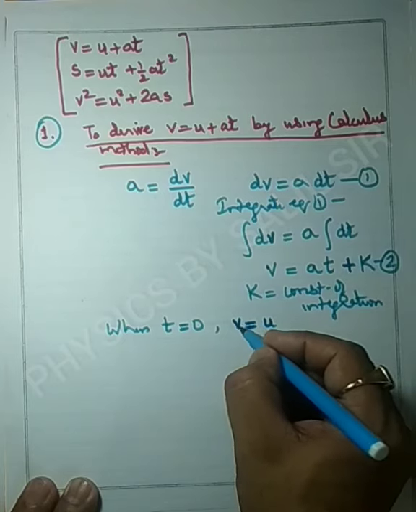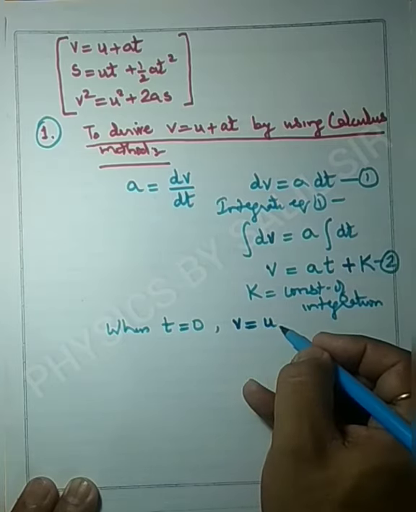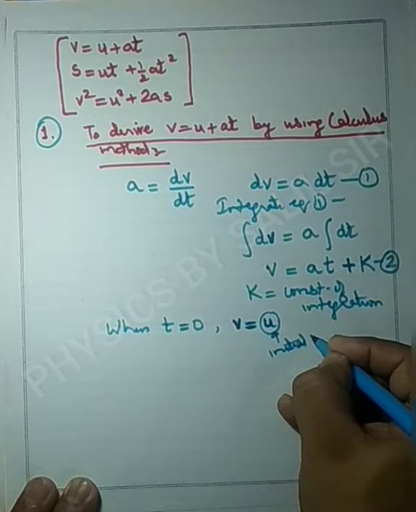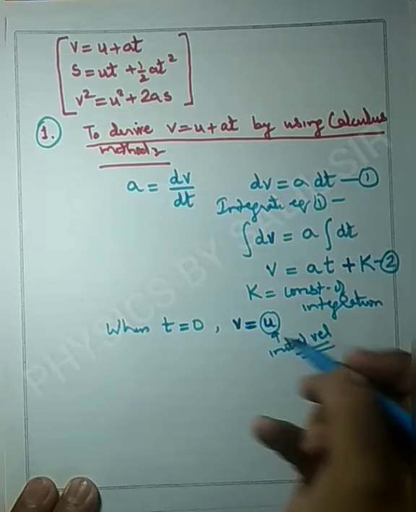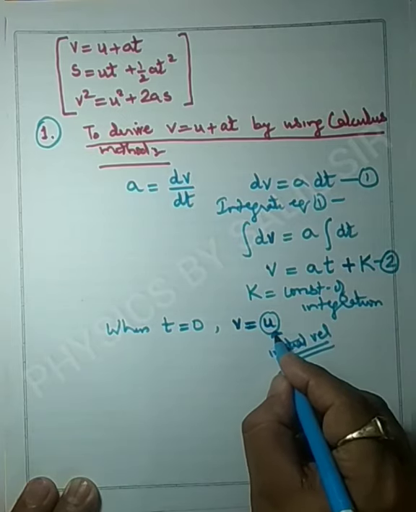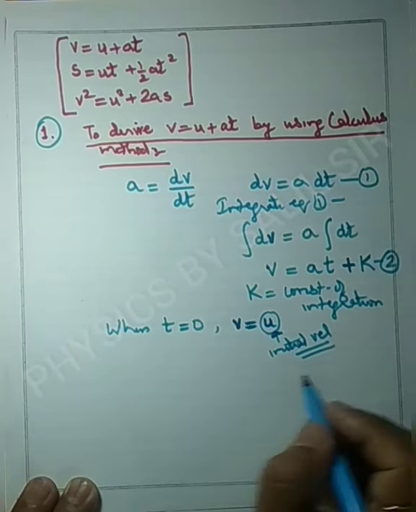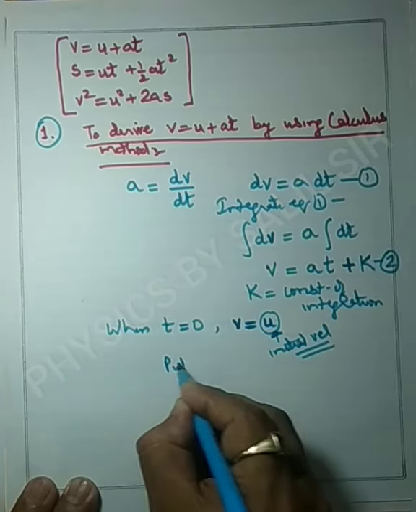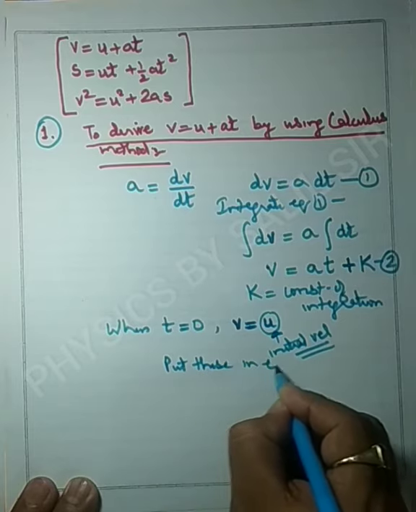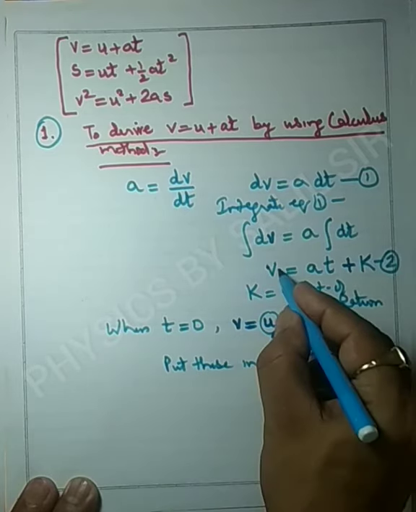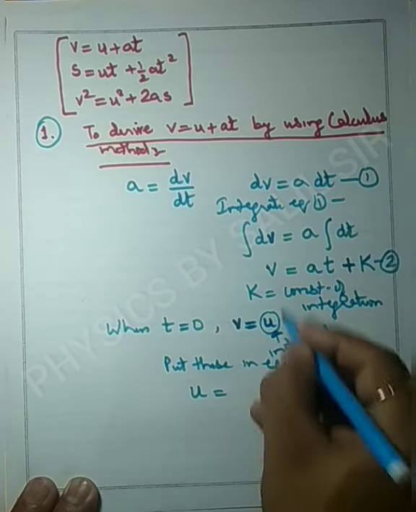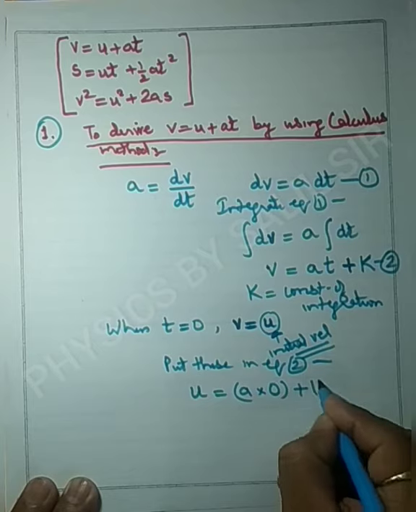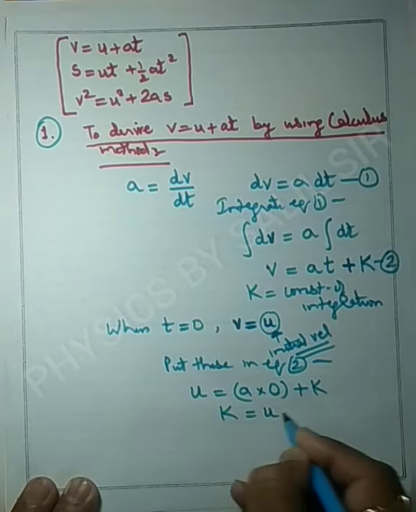This v is representing the velocity and this is the initial velocity, so we can say that the velocity at the beginning of the motion is u and the time is taken as 0. So when we put these in equation number 2, in place of v you can write u because it is initial velocity, a into, in place of time you will write 0, plus k. So finally what we got, k is equal to u.